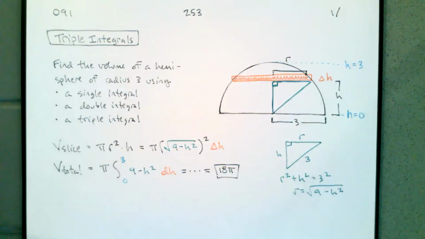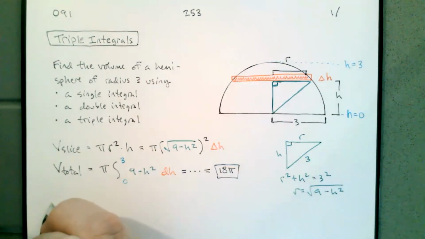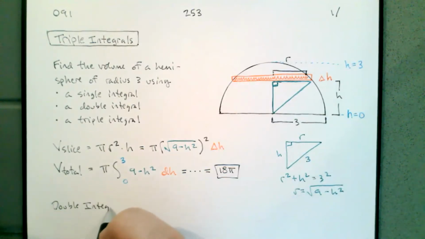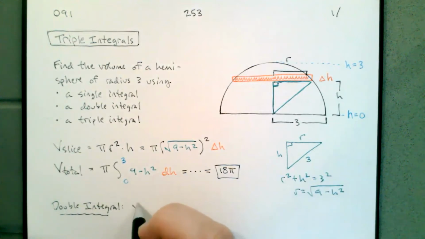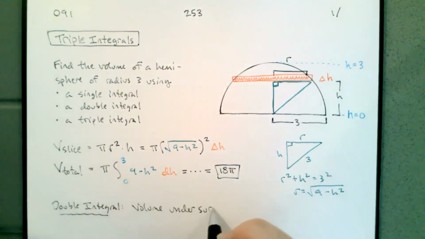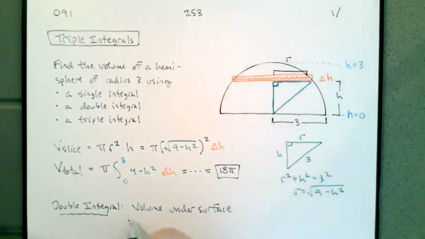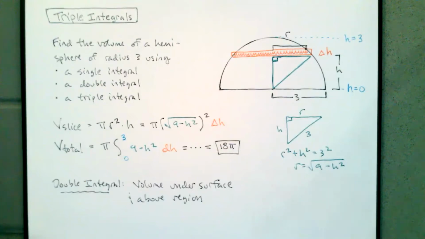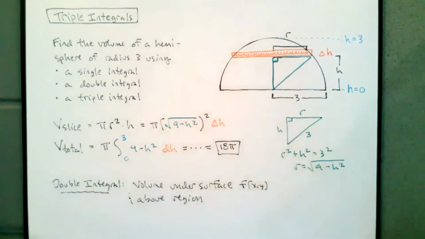by thinking of the double integral as calculating the volume under a surface and above a region. So a double integral is going to be the volume under a surface and above a region. The surface will be some function of x and y. And the region over which we integrate will be just called R. So in this case, we're going to imagine the hemisphere as being the volume underneath a surface, f of x and y, and above a region R in the xy plane.